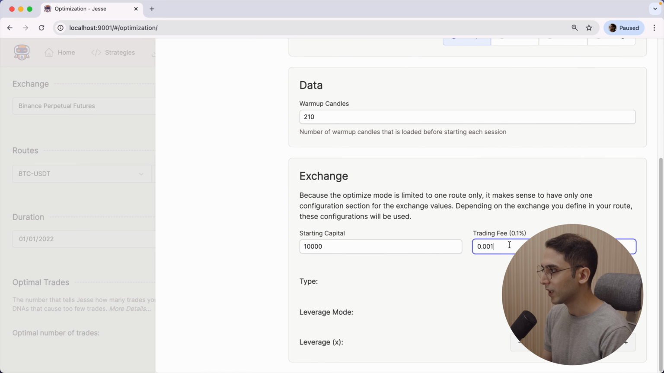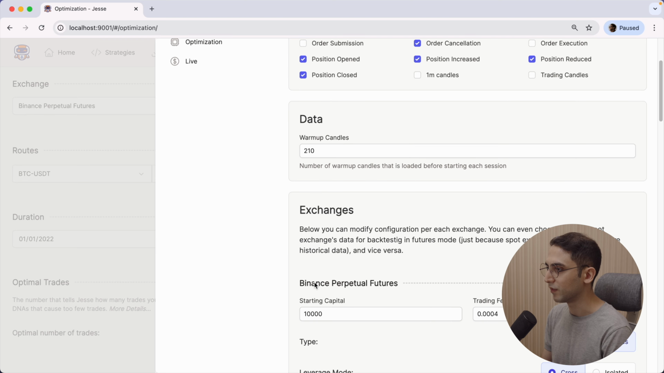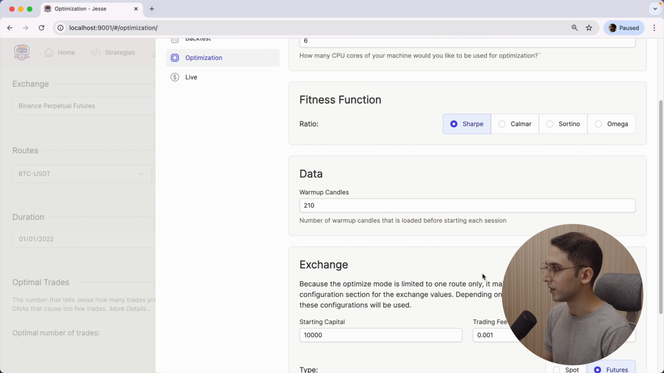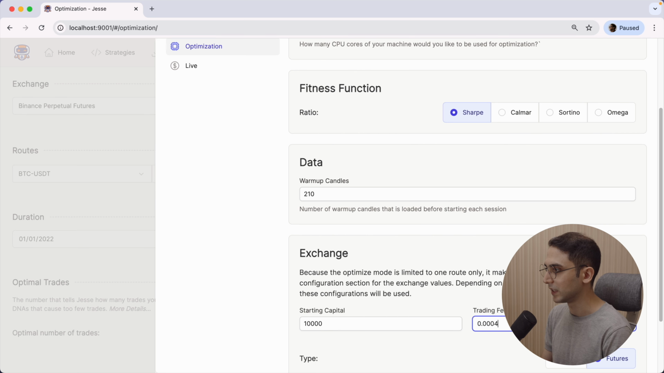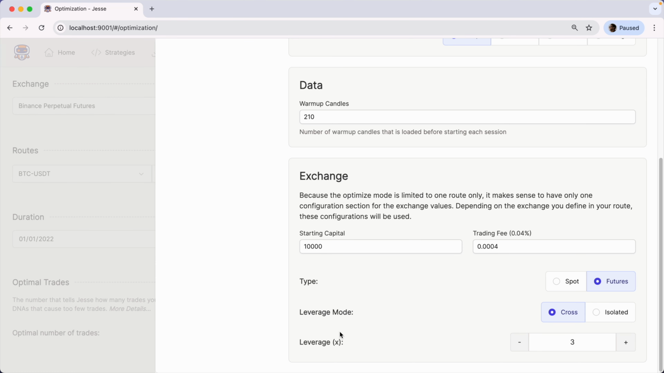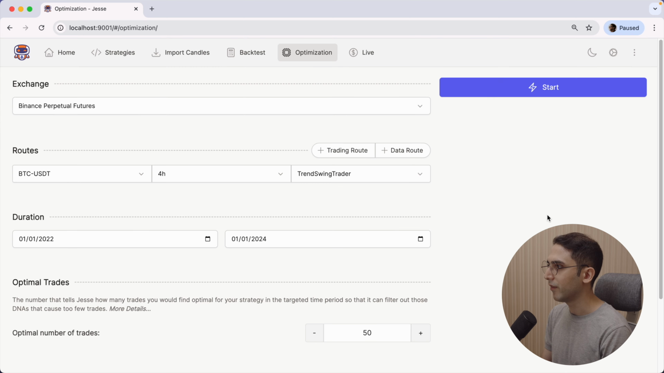And as for the exchange, you can set the trading fee. And right now, this trading fee is set for spot trading, not for trading futures. So if I go back to the backtest section and look at the fees for Binance Perpetual Futures, it is set to this number. But on the optimization, it's actually higher. So let's change this. And the starting capital of 10,000 is fine. The type of it is futures by default. The leverage mode is set to cross, and the leverage is set to 3. Again, make sure these numbers are the same that you were using for your backtest. All right, everything else looks fine, and we should be able to start the optimization.